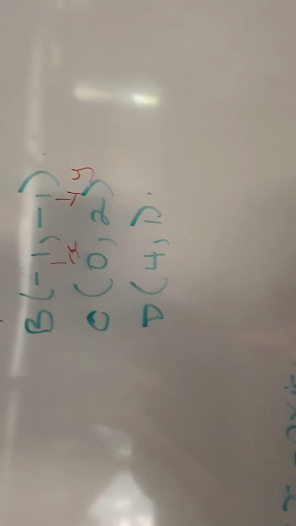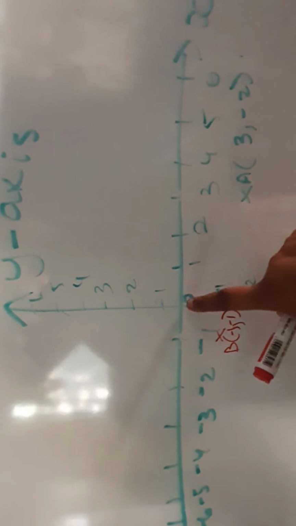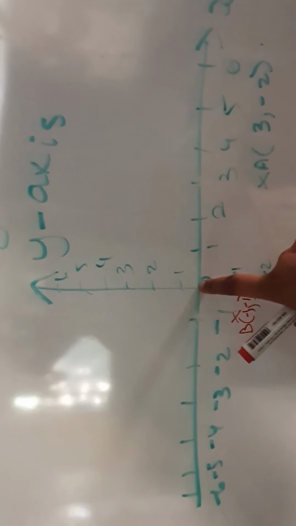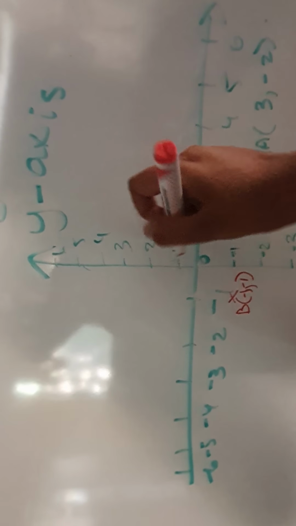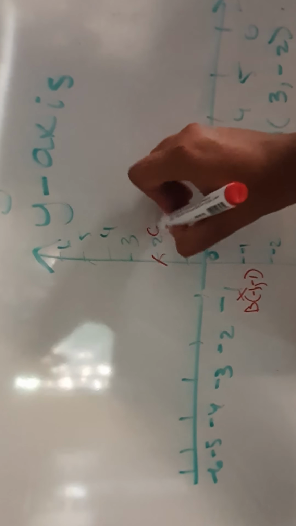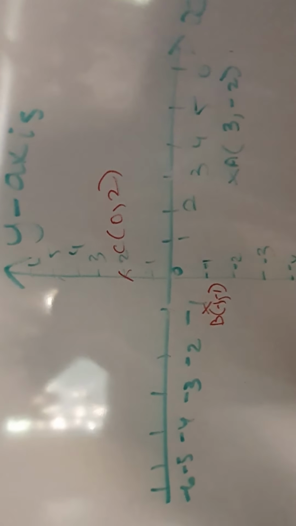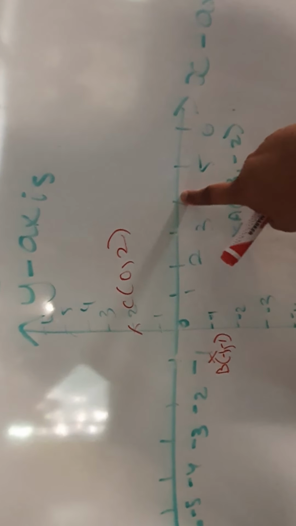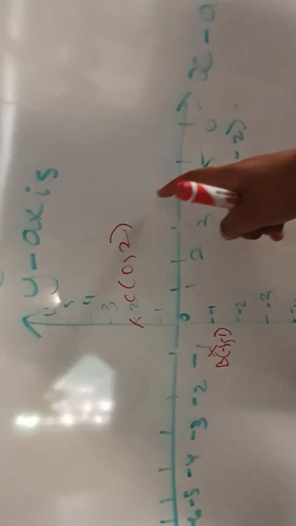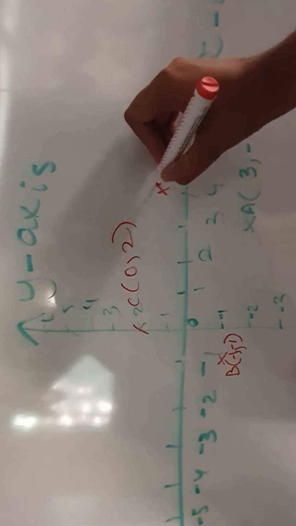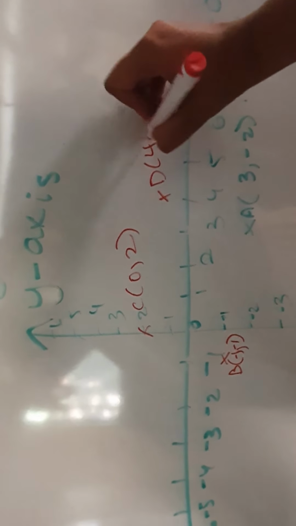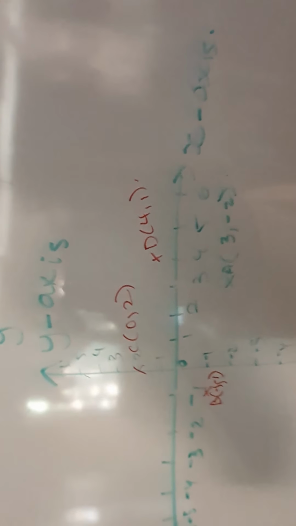Then we're going to do point C, which is (0, 2). So 0 on the x-axis, we stay on this line, and we go to 2. 2 would be up here, so this is point C, which is (0, 2). Then we have point D, which is (4, 1). So 4 on our x is here, and 1 on our y, we're going up because it's a positive number. That's point D, which is (4, 1). And that's it.